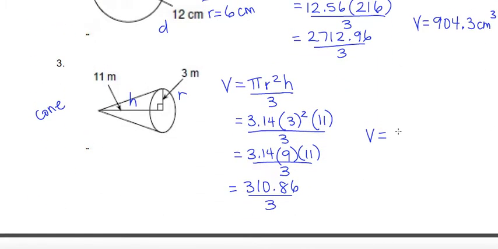The volume of a cone of 103.6. I'm keeping only one decimal place, and my units are meters, in this case, meters cubed.